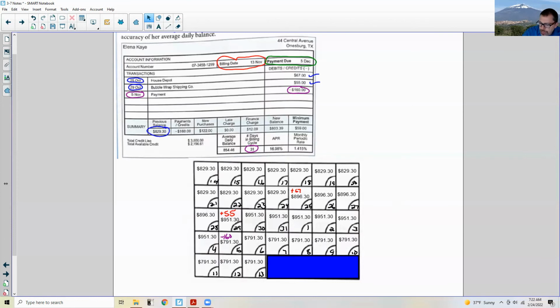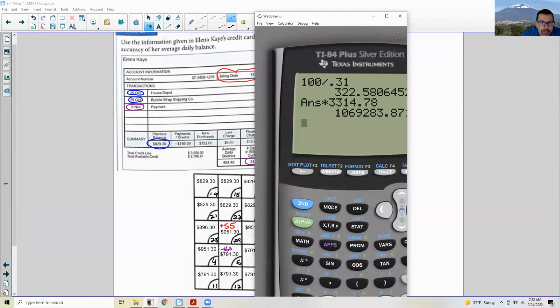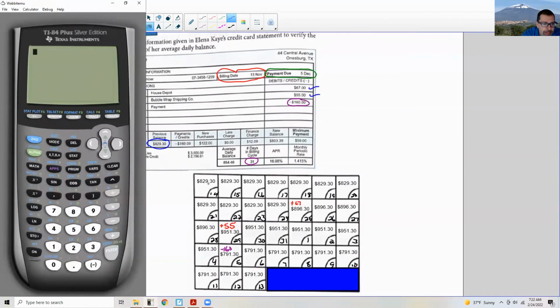So now we can answer the question. It says, find her average daily balance. So what we're going to do is add all the daily balances and divide by the number of days in the billing cycle. So if I took the time to do this, I'd take my calculator and I would take 829.30 plus 829.30 plus 829.30, or I could do this 1, 2, 3, 4, 5, 6, 7, 8, 9, 10, 11 days times that balance and get a total, and add to that 1, 2, 3, 4 days of 896.30.